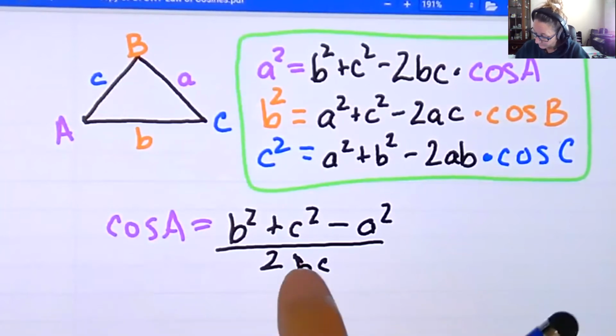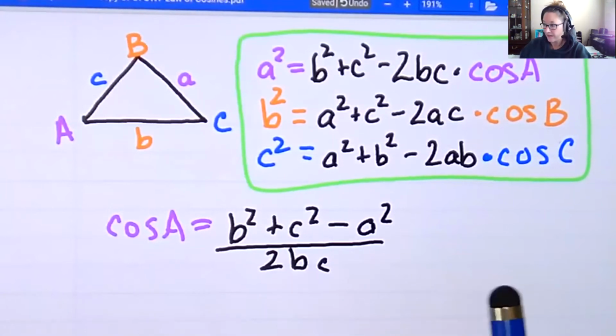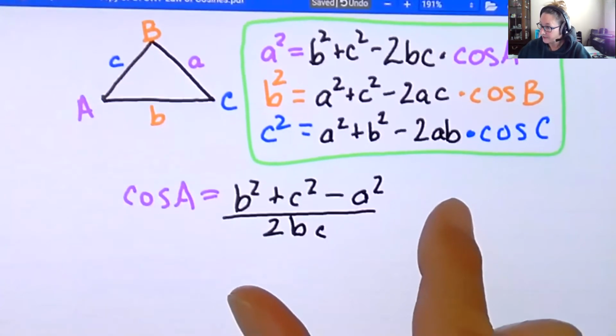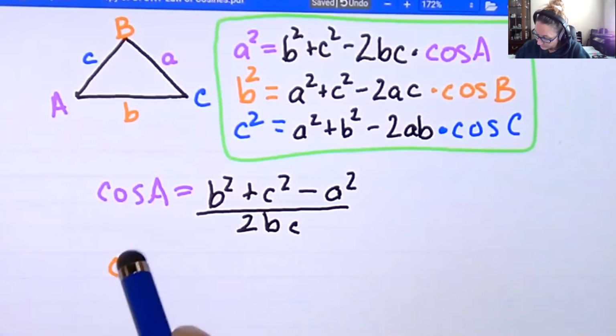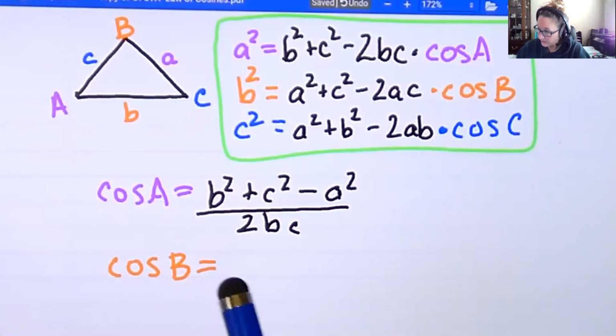Let me write that B better. And that would be for angle A. And then I'm going to do the same for cosine B and cosine C. So cosine B, this is when I'm trying to find angle B. And again, I'm going to use not B.